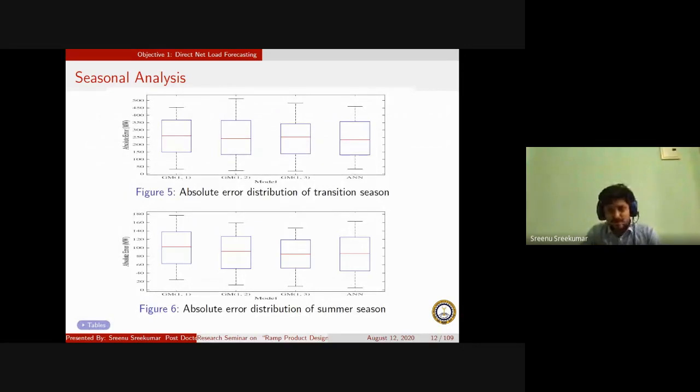And if we observe the transition season, we can see that the median line is a little higher than the DGM12 and ANN models. However, for 75% of the data, the error is closer to 0. So it is producing much better results than the other models.